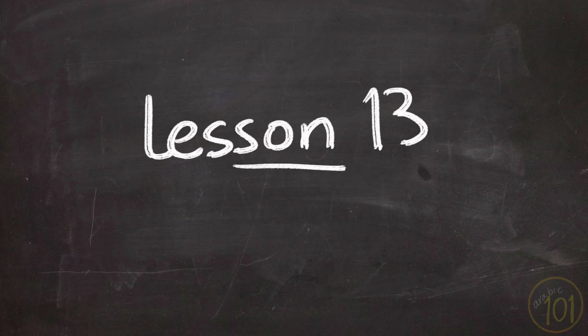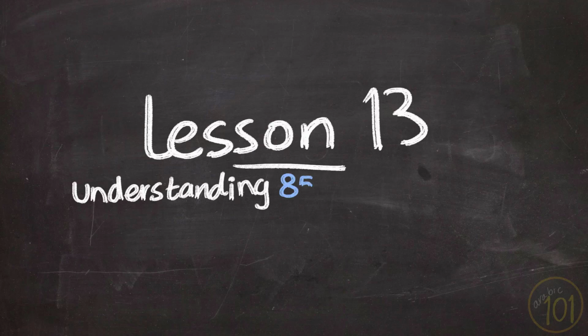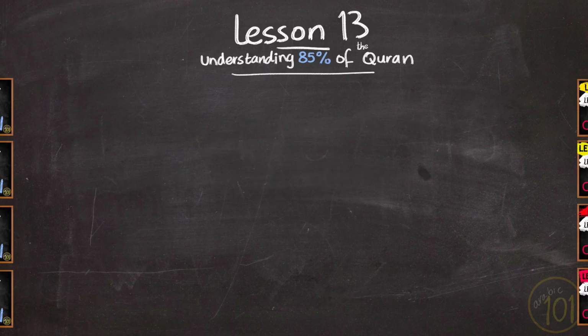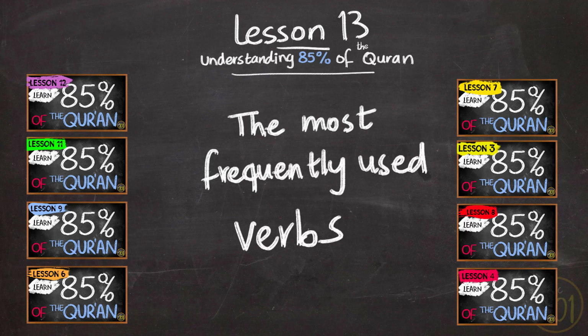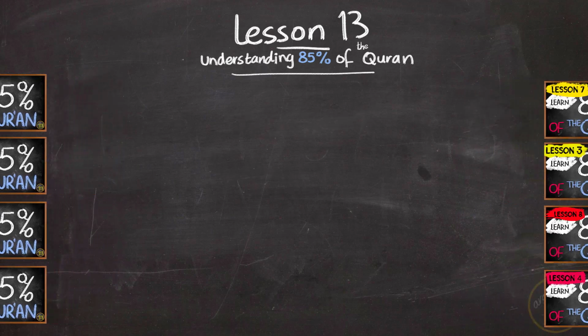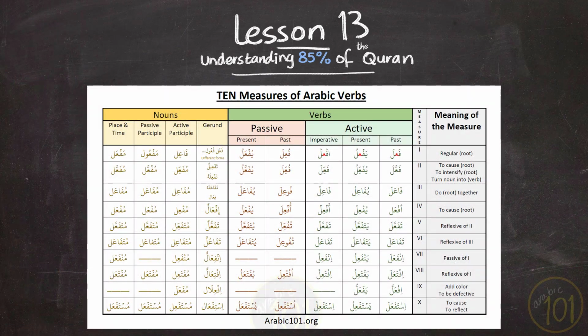Welcome to Lesson 13 of How to Understand 85% of the Quran series. For the last 10 lessons, we've been studying the most frequently used verbs in the Quran, and we have covered these verbs through the 10 verb forms chart. Currently, we're working on the last verb form, which is verb form number 1.